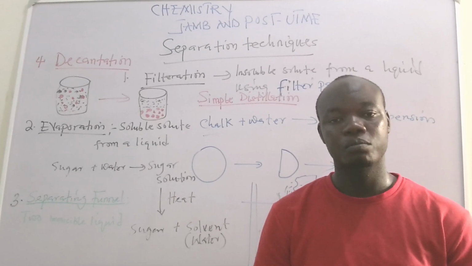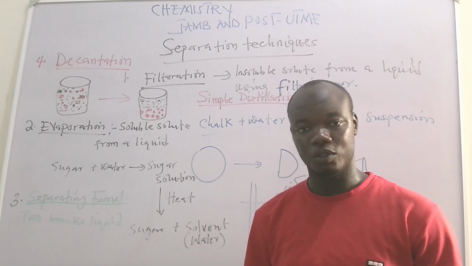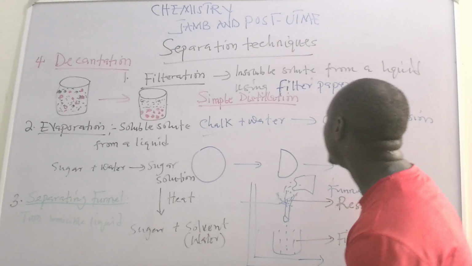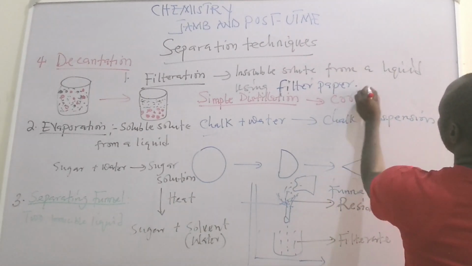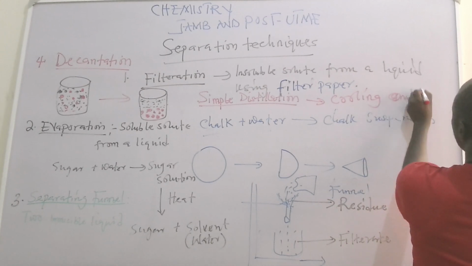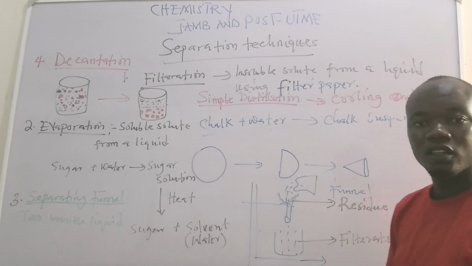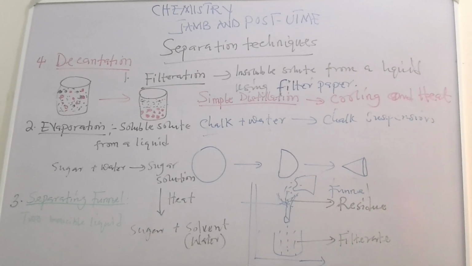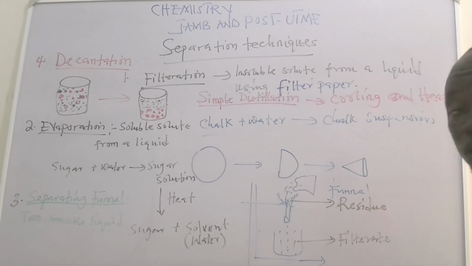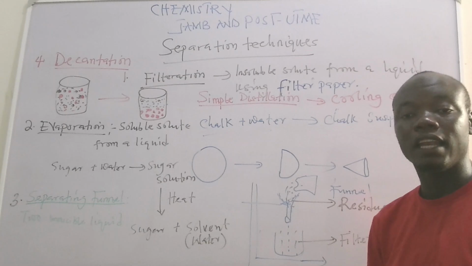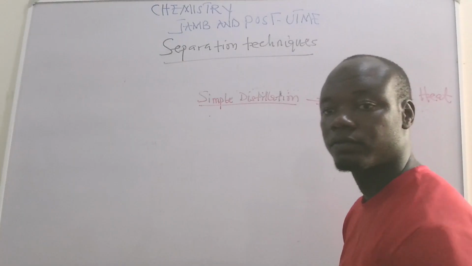So therefore, in a simple distillation, cooling and heating is used. By using both cooling and heating, we are talking about two miscible liquids. So what are the examples of miscible liquids that are separated by simple distillation?